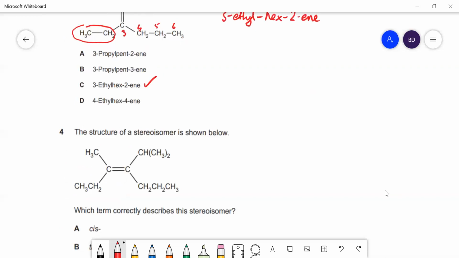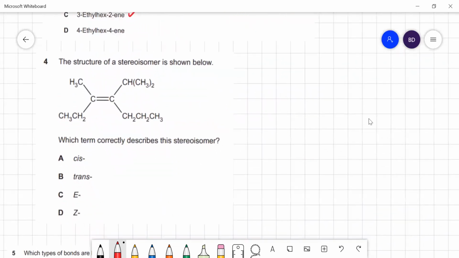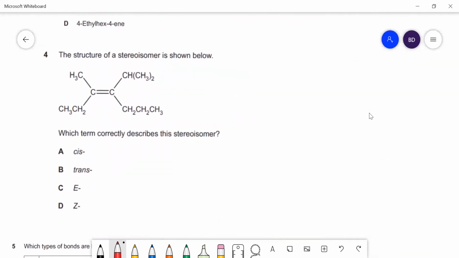Right. We've got a stereoisomer shown below. Which term correctly describes the stereoisomer? Right, now you've got non-rotation around the carbon-carbon double bond, which is why it can show stereoisomerism. Now we shouldn't be using the terms cis and trans. You can only really use them when you have the same groups attached to the carbon. So we should be using E and Z. Okay, so which one is it? Is it the E or the Z?